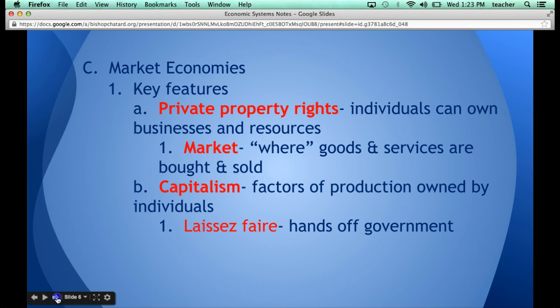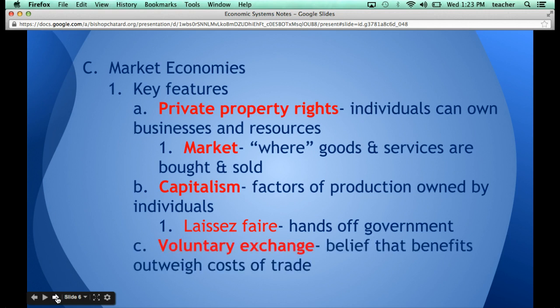All right, going on. Another key feature of a market economy is voluntary exchange, a belief that the benefits outweigh the cost of trade. So you go into a trade voluntarily, obviously of your own free will, and you believe that this trade will benefit you more than the cost of the trade. Okay, and I'll give you a for instance.